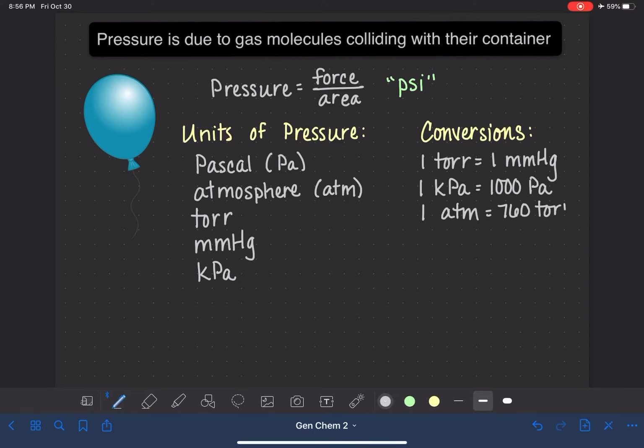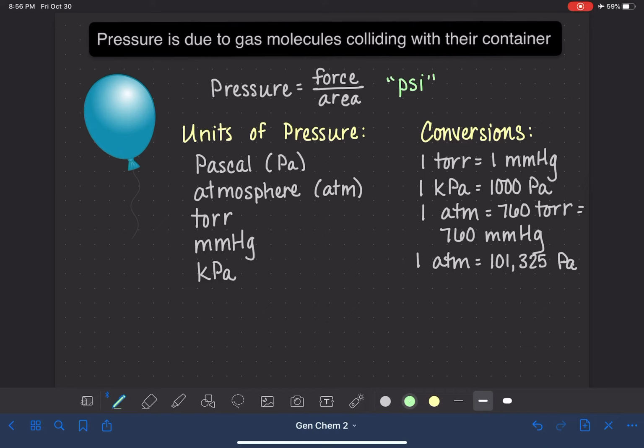An atmosphere is 760 torr. This is a pretty common conversion that we have to do with problem solving with gases. And of course, an atmosphere is also equal to 760 millimeters of mercury because the torr and the millimeter of mercury are exactly the same thing. And then last but not least, an atmosphere is equal to 101,325 pascals. So you want to keep these conversion factors handy because it's pretty common when we're solving problems with gases that we have to do some sort of gas unit conversion.